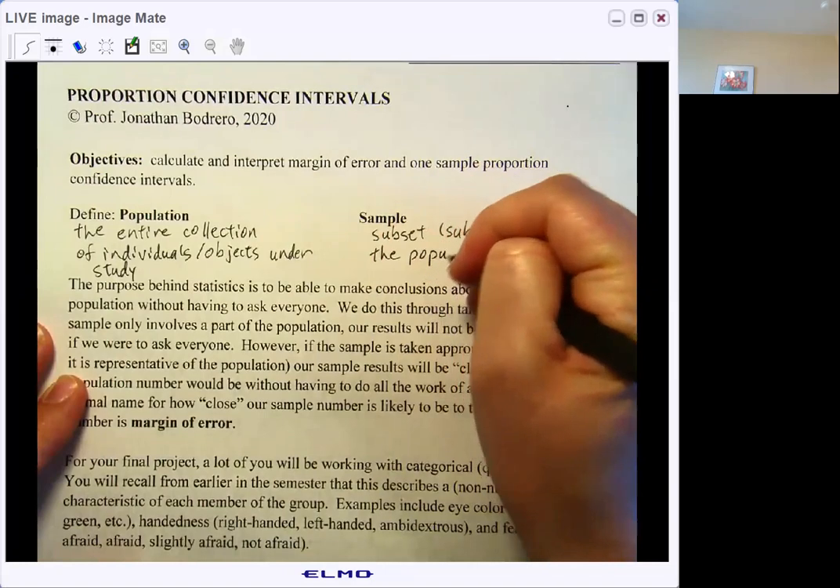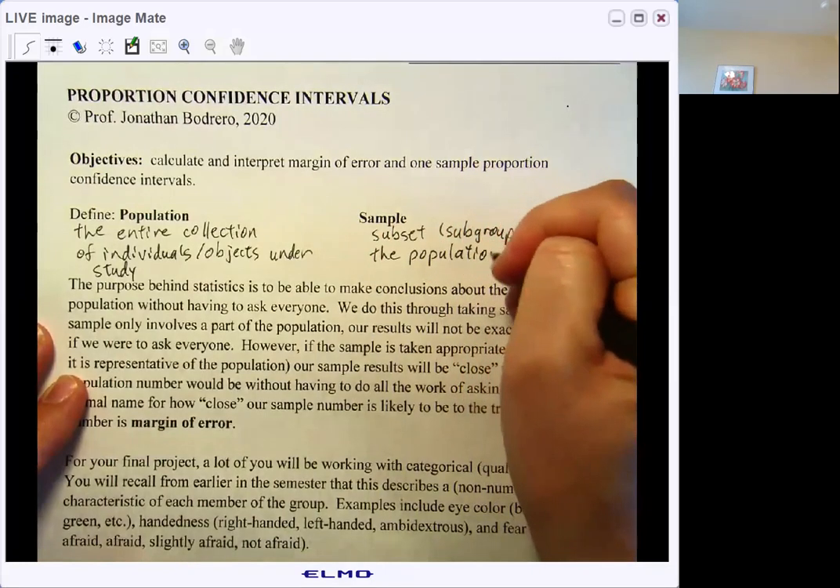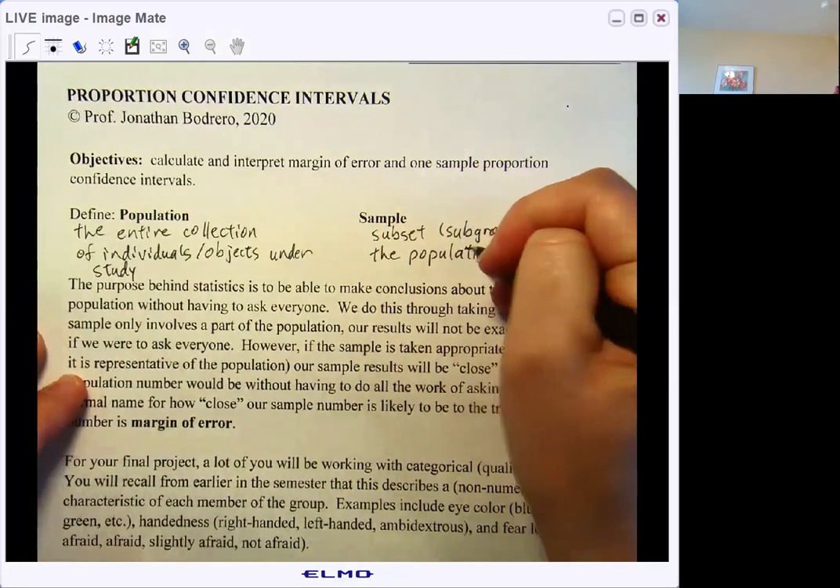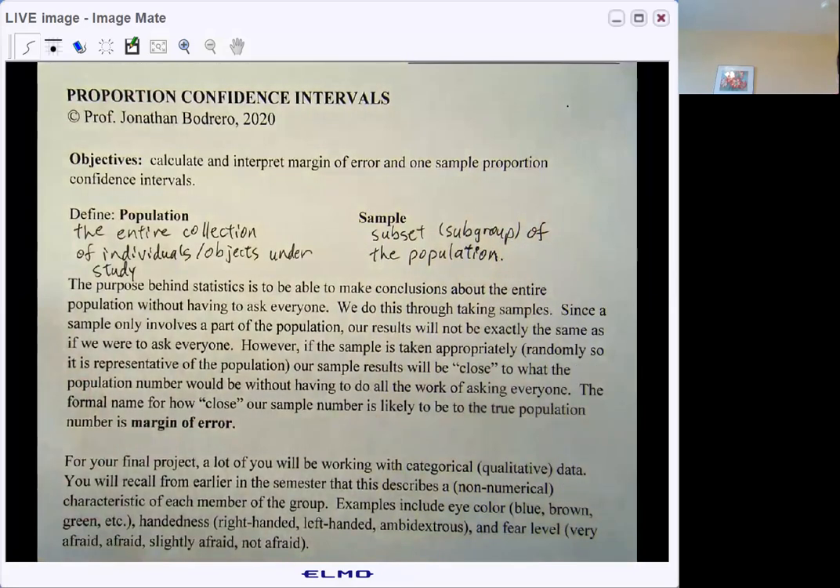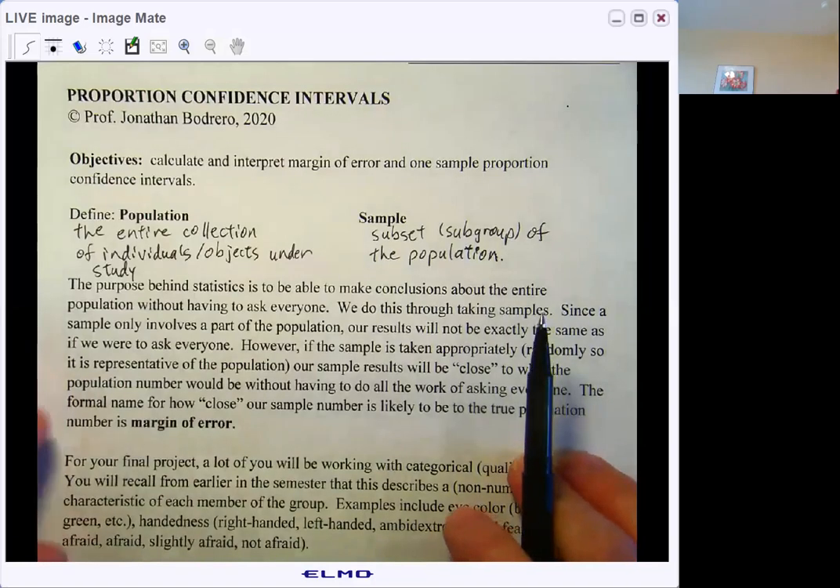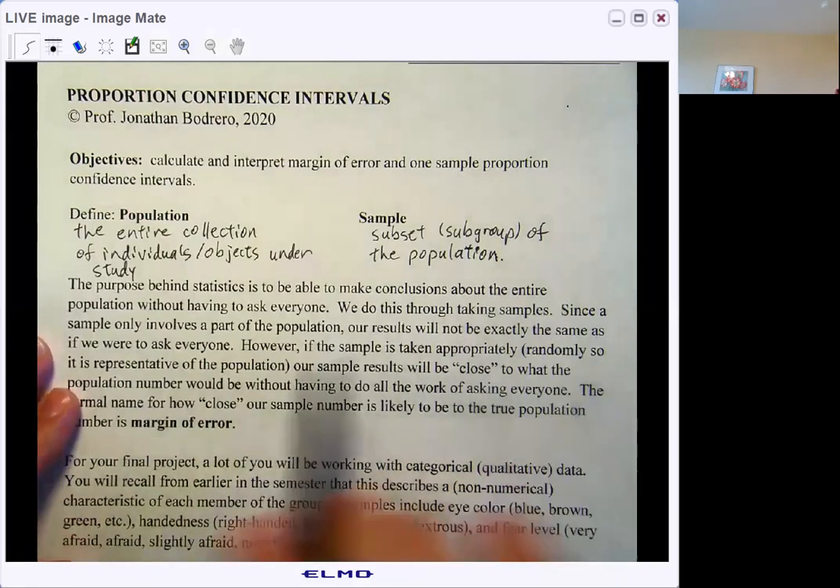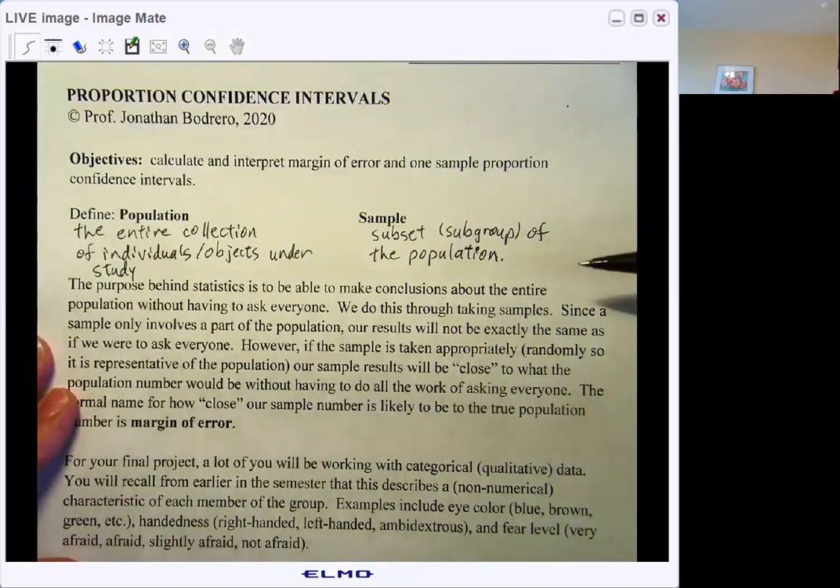So we take a very big problem, like asking all Snow College students or all Utahns, and instead of trying to spend all the time and energy to do that, we take a properly chosen sample and our answers will be close to what they would be normally, or if we were able to get everybody. And that's exactly the purpose behind statistics, is to make conclusions about the entire population without having to ask everyone. We do this through taking samples.